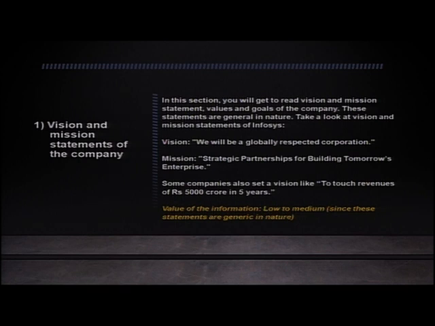We've been talking about it, but what are these vision and mission statements? So, you would find statements like "we will be a globally respected corporation" or "we want to have strategic partnerships for building tomorrow's enterprise." And you would also have companies which give out a forward-looking factual vision statement, that we want to achieve a turnover of $1 billion, or we want to achieve 5,000 crores over the next 5 years. So that becomes the objective of an entity.